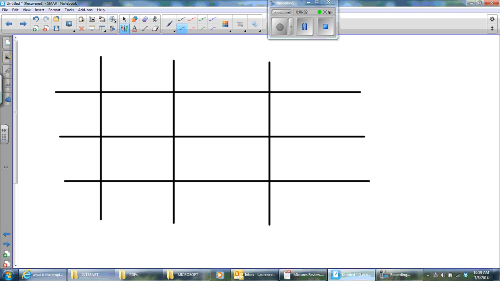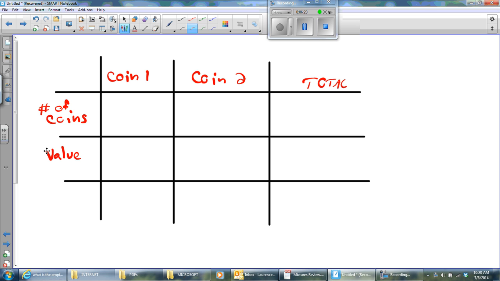Well, I go to this one. I'm going to have coin 1, coin 2, the total, right? And then we have the amount or the number of the coins. And then I'm going to have the value, which is the decimal. And then I'm going to have the money from the coins.